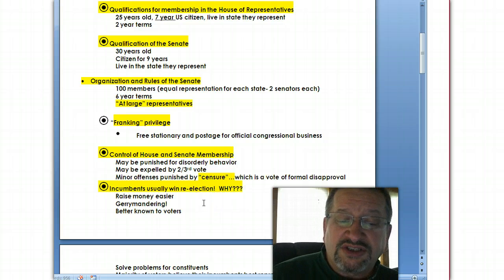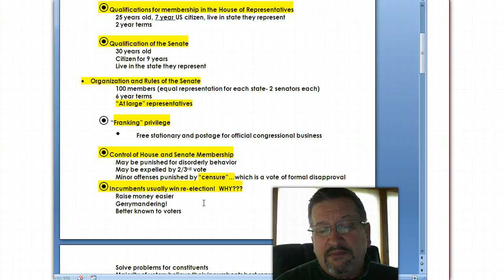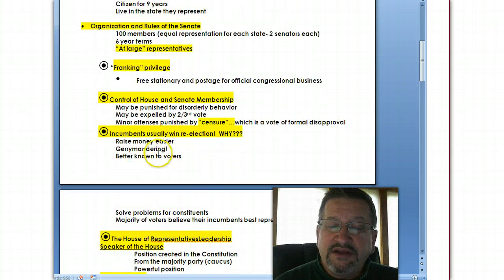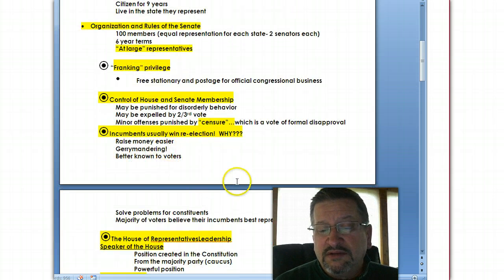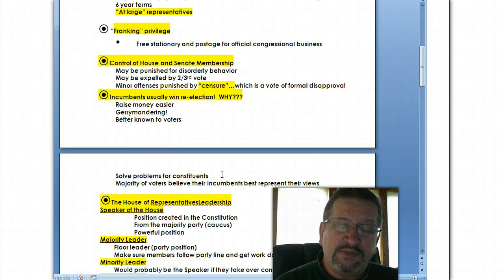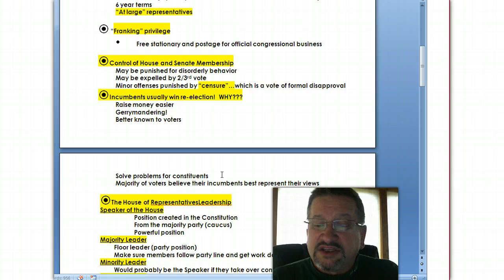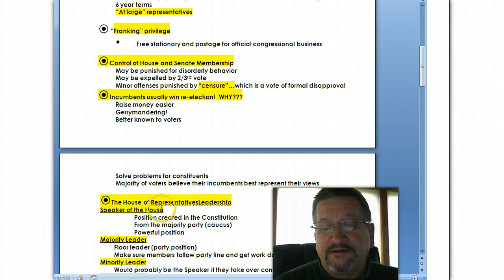Incumbents usually win re-election, especially in the House of Representatives, because they're smaller districts and you only have 1 per district. But people recognize you. You can get money. Gerrymandering still happens even though it's illegal. But your voters know you because you've been in front of them. You've had the franking privilege to be able to send literature to them. And you've been able to help your constituents so that they feel like you have done something for them and they remember you for that.